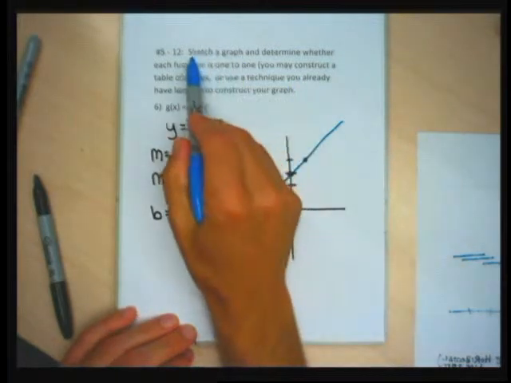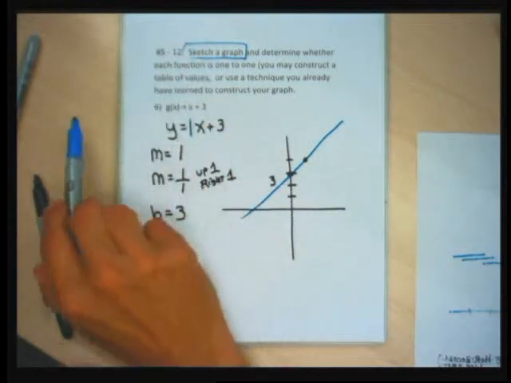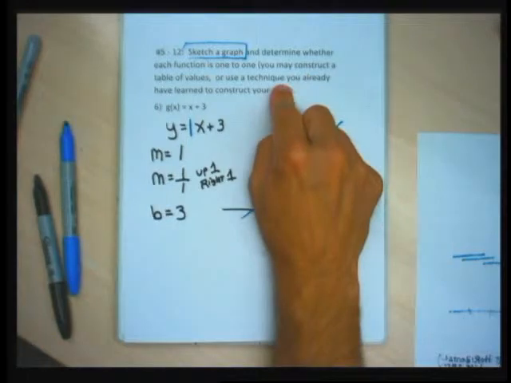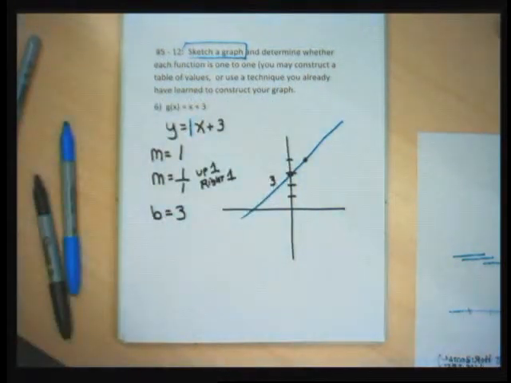So that's the first thing I needed to do for all the problems between 5 and 12, is sketch a graph. And I said you may construct a table of values or use a technique you've already learned. So I used a technique that we learned in chapter 3 on how to graph a line. And now I'm going to determine whether the function is 1-to-1 or not 1-to-1.